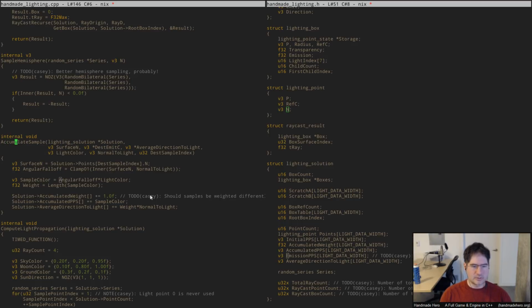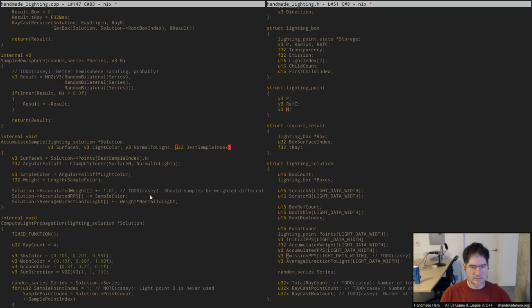Okay, so we don't need this. We just need that. So we just pass the destination sample index. We pull all the values off of that. And then we just need to pass the surface, not the surface in, just the light color and the normal to light. And that's our accumulate sample. So that's how we would do that.